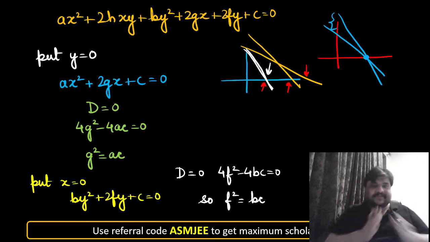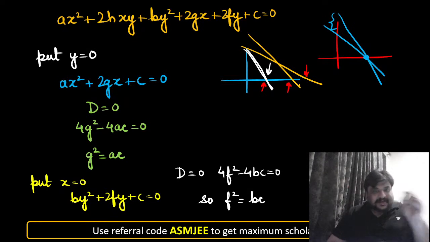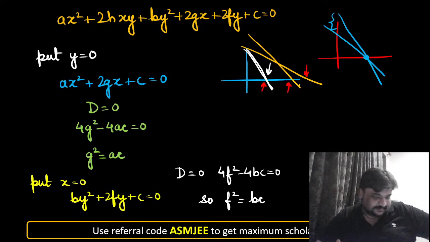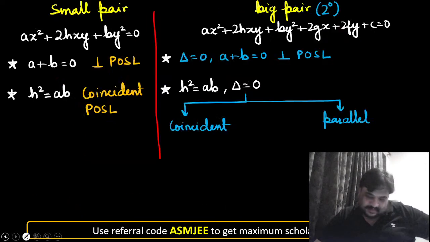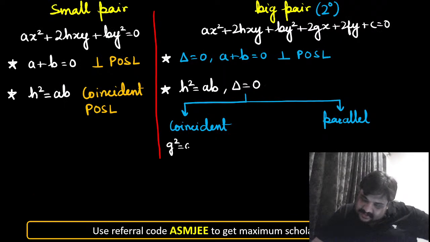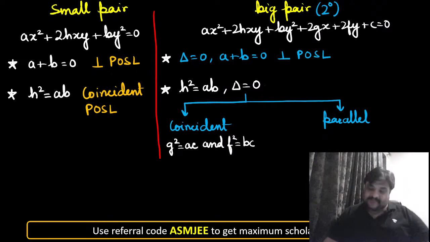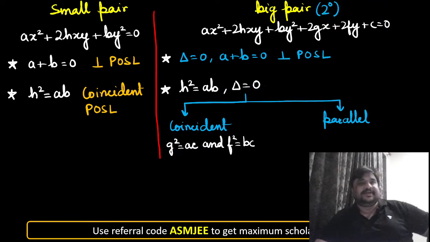So it should have a repeated point of intersection. That means the same point of intersection with both the x-axis as well as the y-axis. So the condition for coincident is g square equal to ac and f square equal to bc. That is the condition for coincident.